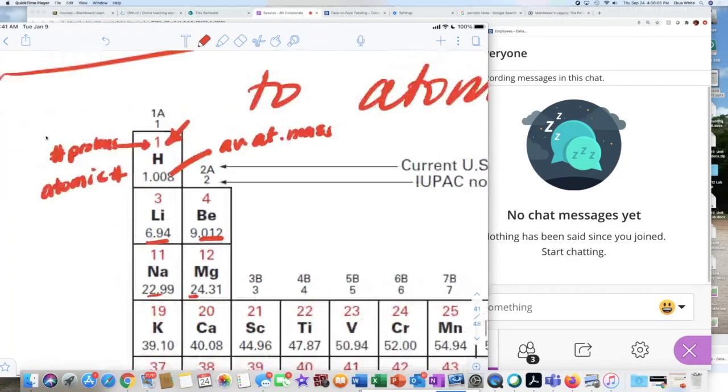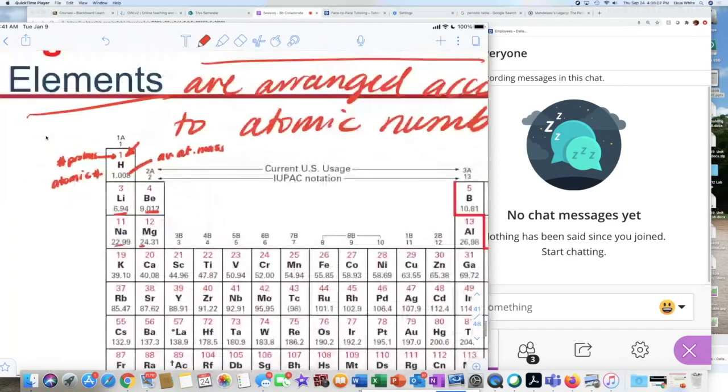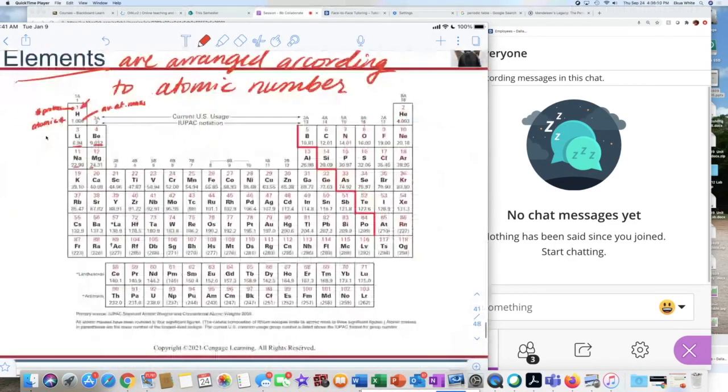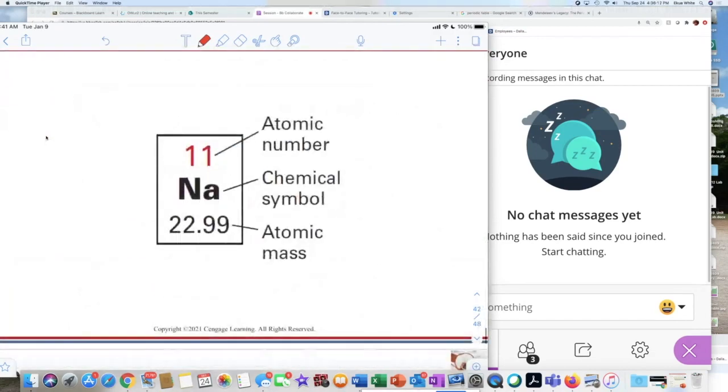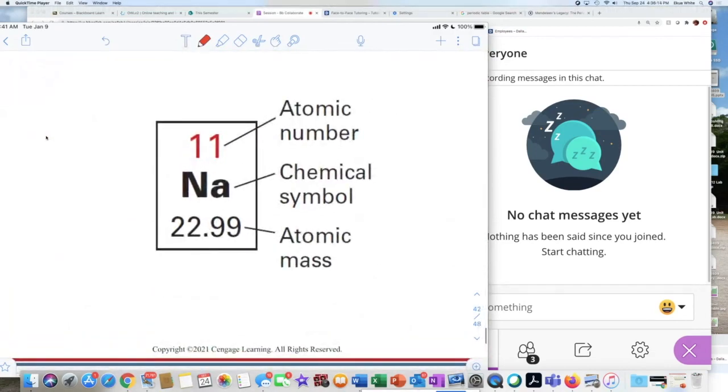And that was somebody's job to figure all that out. Okay? So they show that to you here. Atomic mass, which is just the same thing as number of protons. And then here, this one here has protons plus neutrons for atomic mass.